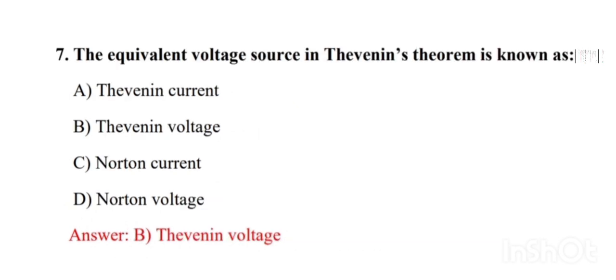Question number 7. The equivalent voltage source in Thevenin's theorem is known as: option A, Thevenin current; option B, Thevenin voltage; option C, Norton current; option D, Norton voltage. The right one is Thevenin voltage.